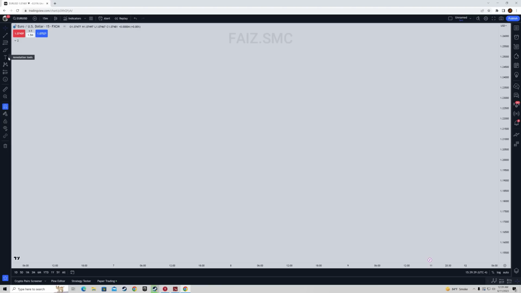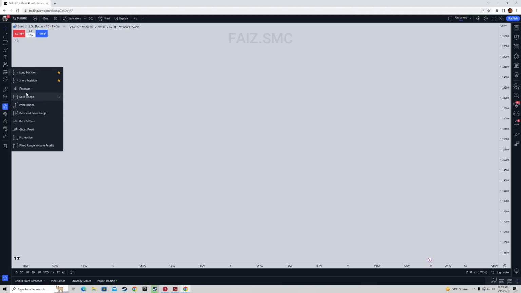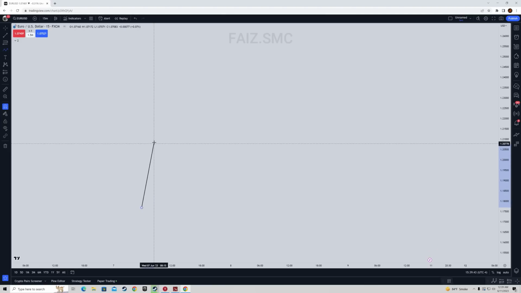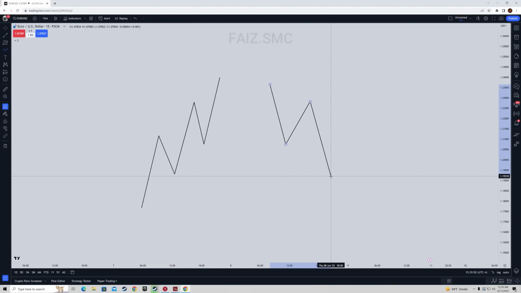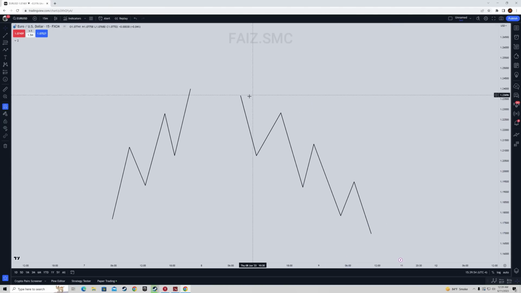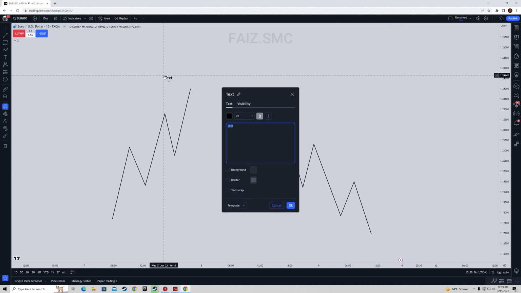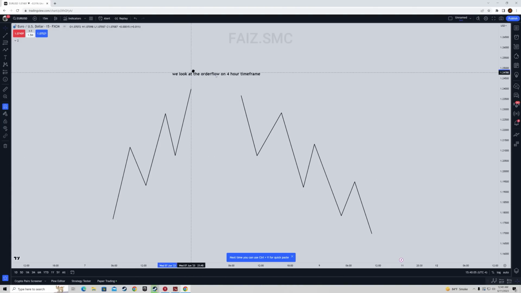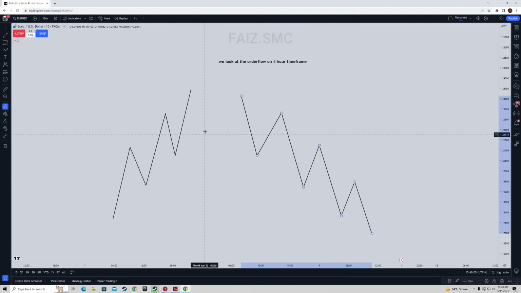Okay, so here are the rules. Number 1, you have to look at the order flow. Is the order flow bullish or is the order flow bearish? Are we going down or are we going up? And we have to look at this on the 4-hour time frame. That is step number 1. Are we bullish or are we bearish? Then we have to trade in that exact direction.